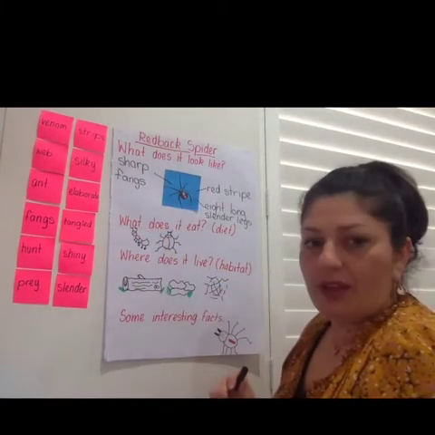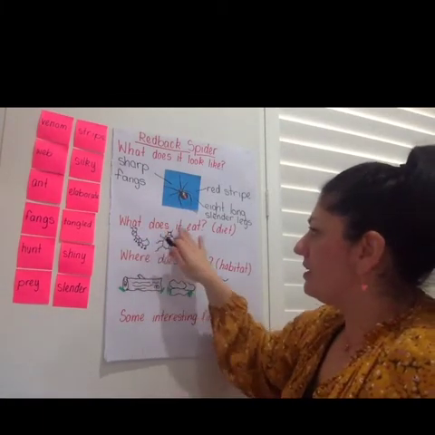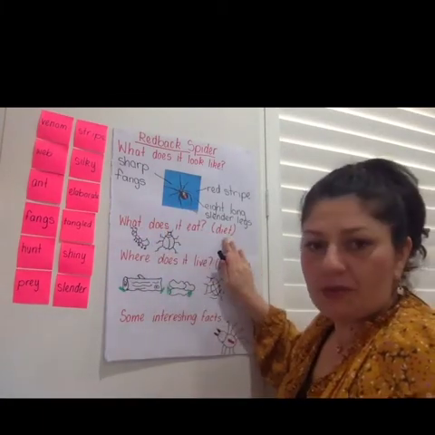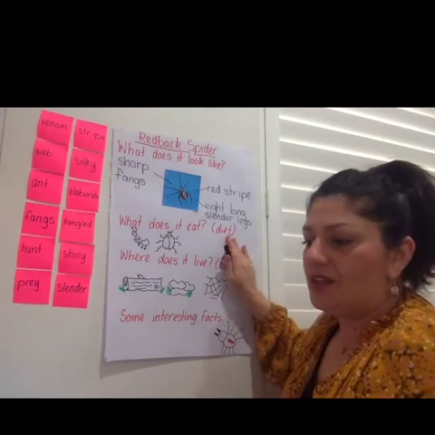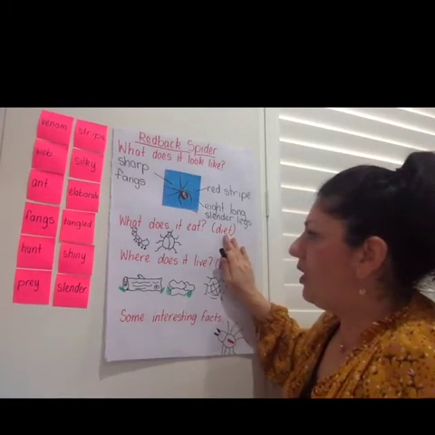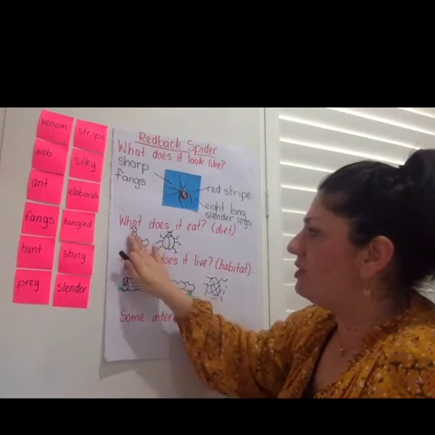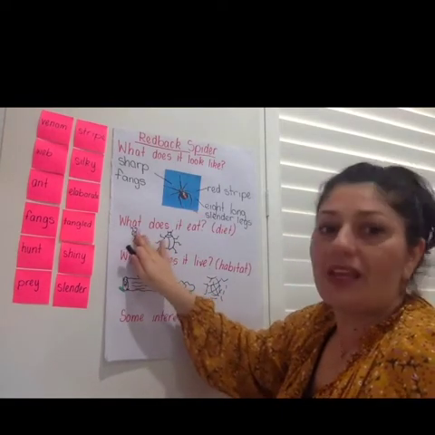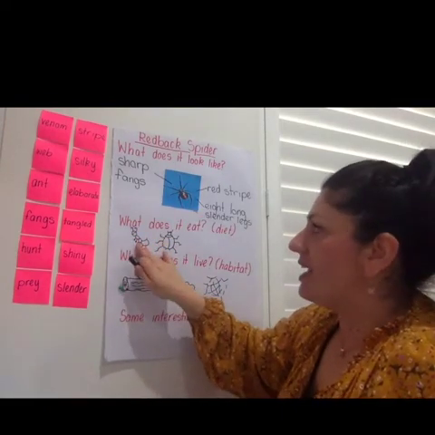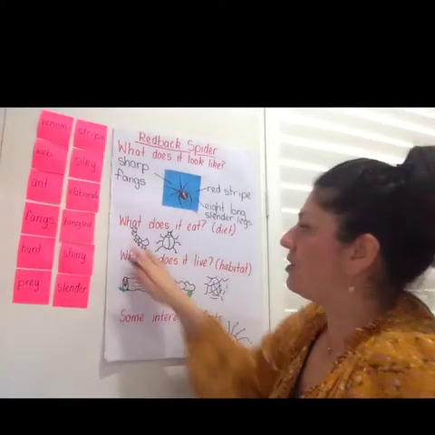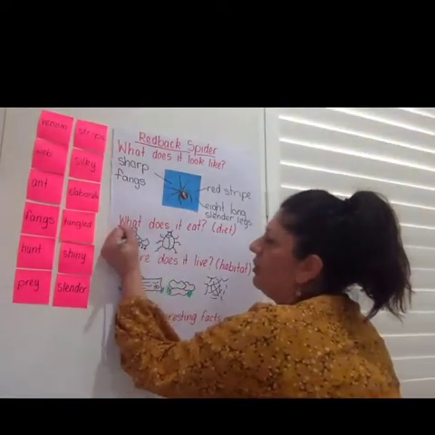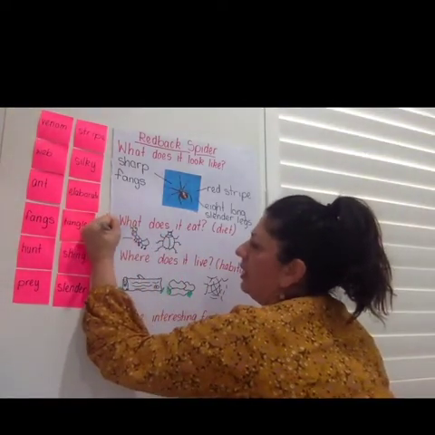Another subheading that you have in your book is what does it eat? And sometimes we call that a diet. So the things that it eats. And when I was doing some listening to videos, I found that they eat lots of different things. They eat ants. So I'm going to write that now. I'm going to use my word wall. Ants.